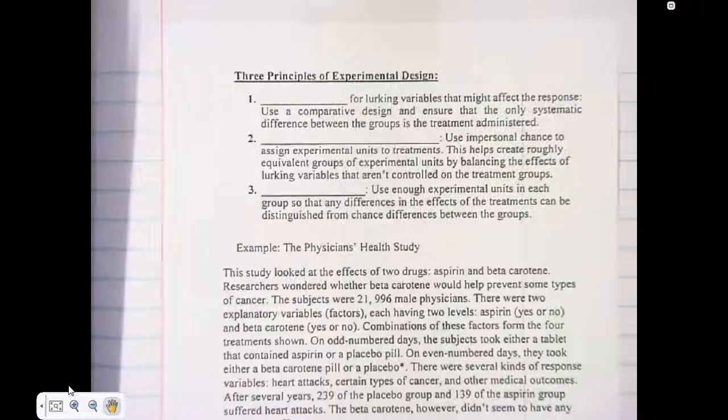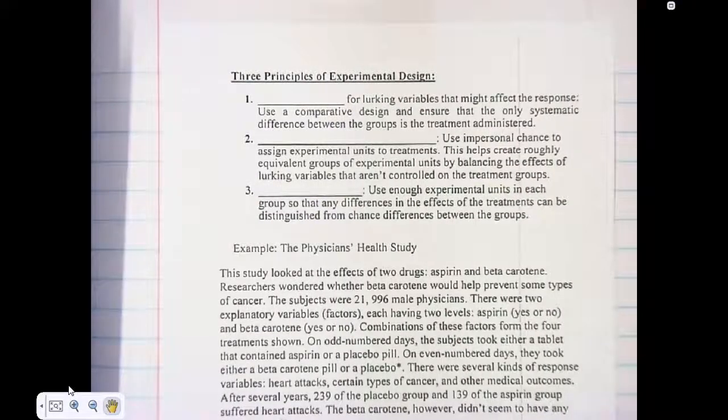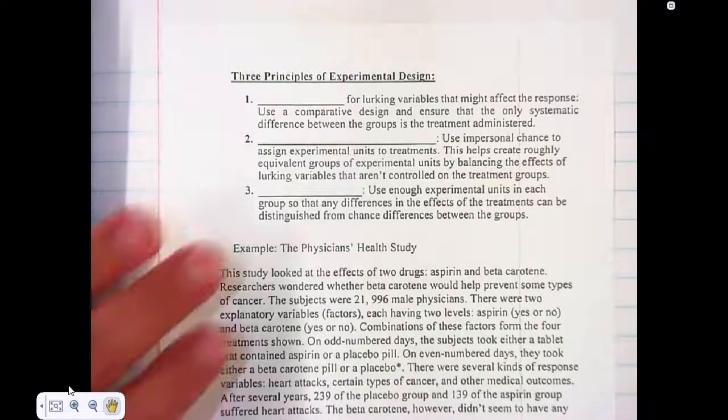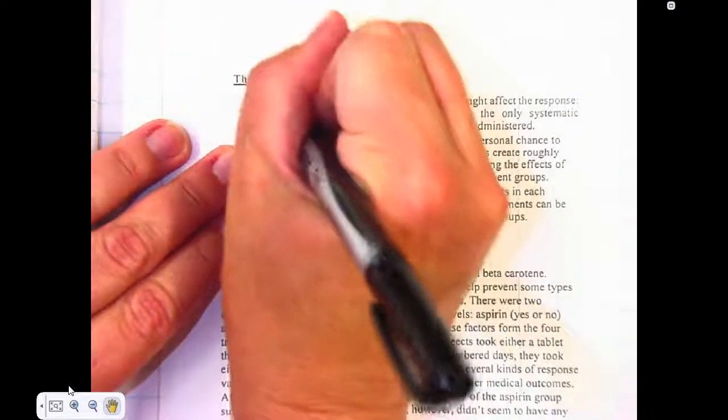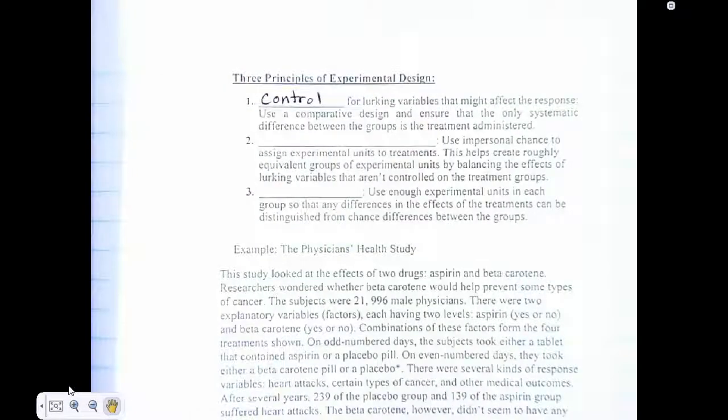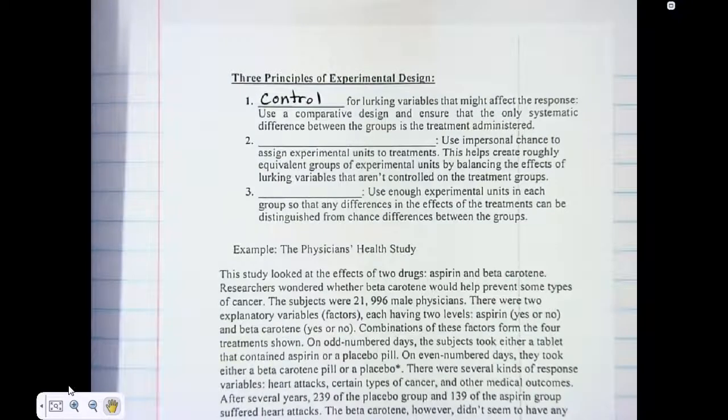Okay, so we've talked about the difference between observational studies and experiments. So today we're going to go deeper into what experiments are, what are some basic components of experiments. So there are three basic parts of experiments. First of all, experiments need control. Okay. You need a control for lurking variables that might affect the response. Okay, to do this, a comparative design that ensures that only systematic differences between the groups is the treatment administered. So that control is going to help you eliminate these lurking variables.